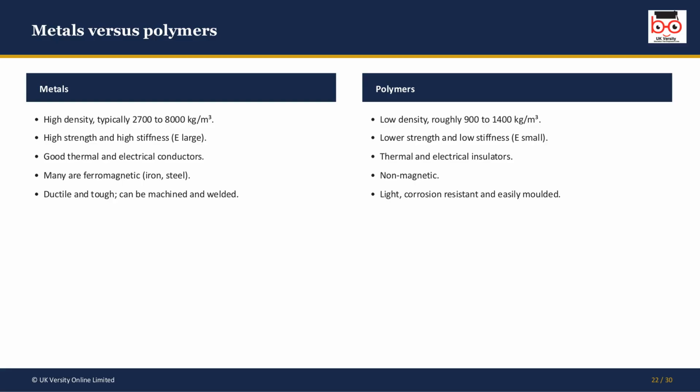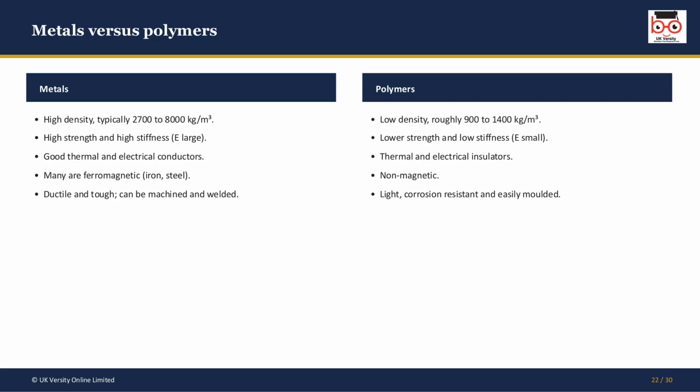Metals are dense, typically between 2,700 and 8,000 kilograms per cubic meter, with high strength and high stiffness, so a large E. They conduct heat and electricity well. Many are ferromagnetic like iron and steel, and they're ductile and tough, taking well to machining and welding.